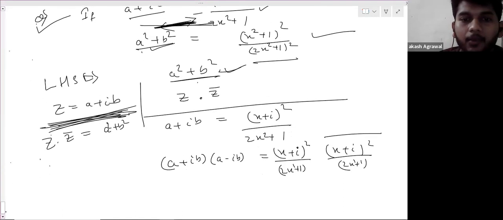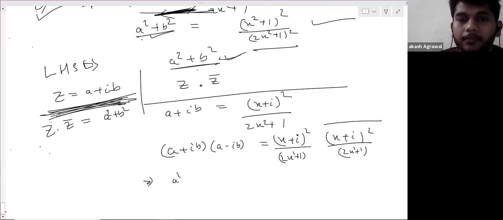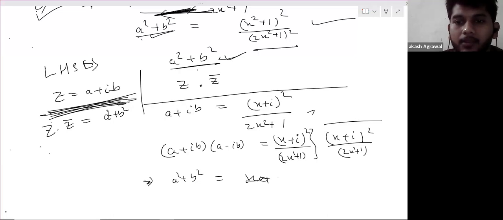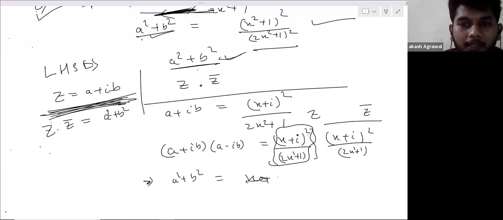So on the left hand side, we got a square plus b square. Let's see the right. Suppose this is also z and this is the conjugate of z. So can I say if I simplify this thing, then this will also be a square plus b square? Yes or no? This is also a complex number, right?